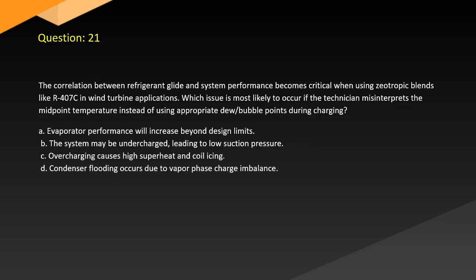Question 21. The correlation between refrigerant glide and system performance becomes critical when using zeotropic blends like R407C in wind turbine applications. Which issue is most likely to occur if the technician misinterprets the midpoint temperature instead of using appropriate dew and bubble points during charging? A. Evaporator performance will increase beyond design limits. B. The system may be undercharged, leading to low suction pressure. C. Overcharging causes high superheat and coil icing. D. Condenser flooding occurs due to vapor phase charge imbalance.